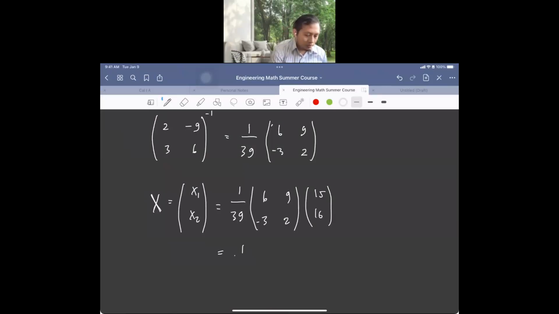And we can just multiply as usual with matrix property. So we are going to multiply 6 with 15 and 9 with 16. Let me check. 144 plus 90 is 234, 234. And then the other part is negative 45 and 32. This will be negative 13. Negative 13.